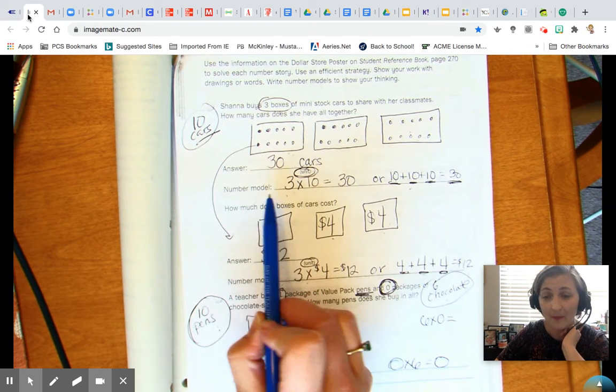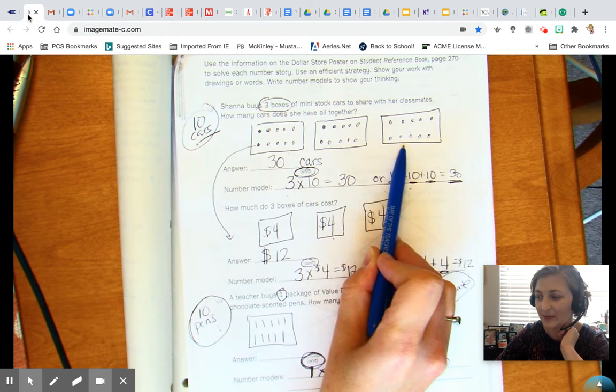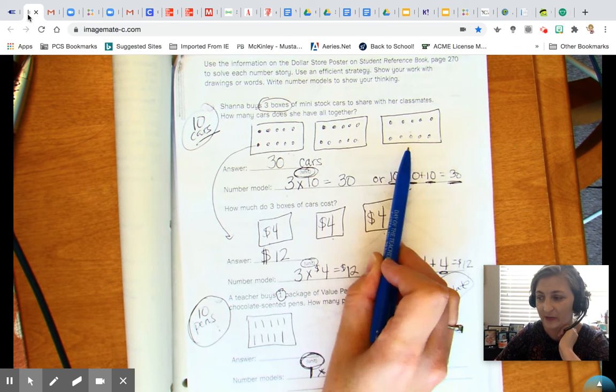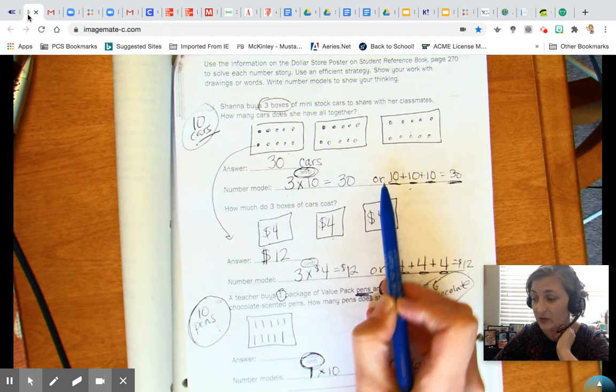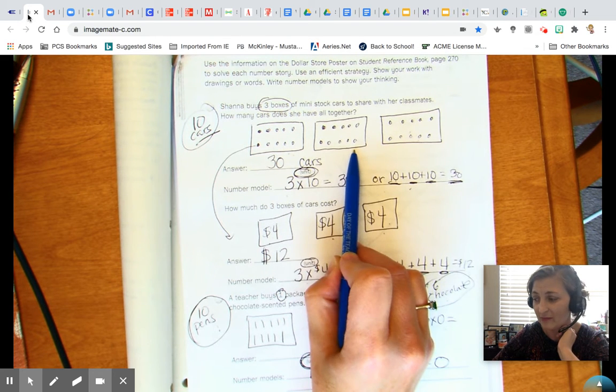Okay. Then your number model, there's the 3 boxes times the 10 cars. That equals the 30. Or you could do 10 plus 10. There's the second one. Plus 10 again.